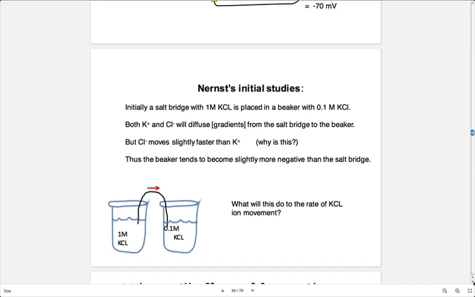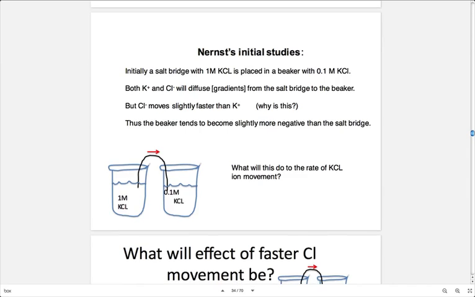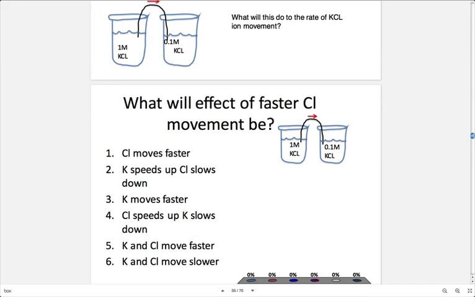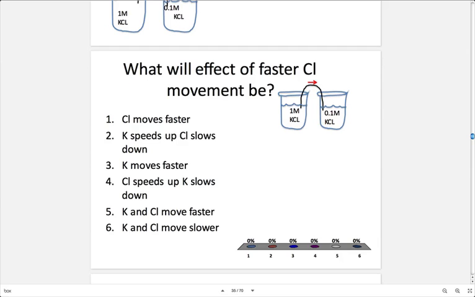So you could read the voltage difference between these two beakers, and you would get a voltage difference because the ions are moving at different speeds and they have different charges. So now chloride's moving faster. You're going to establish a charge. And where is your negative charge going to be? This beaker or this beaker?